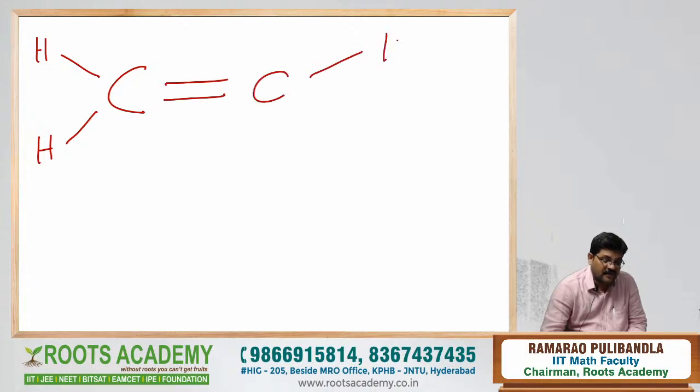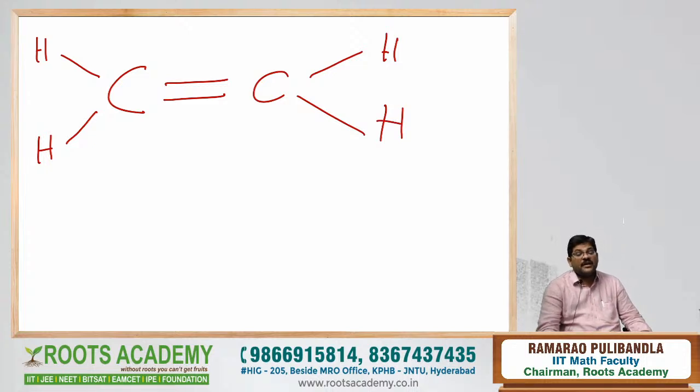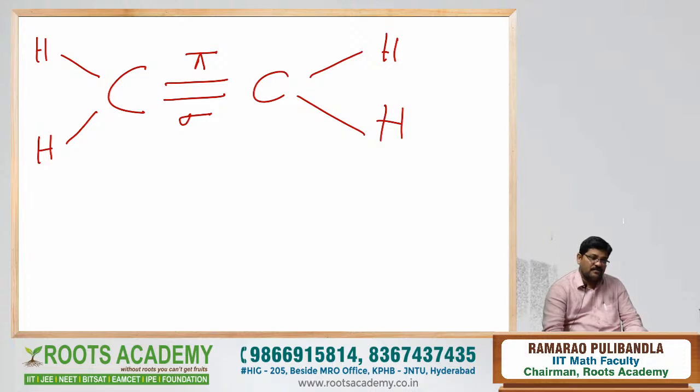In the case of this ethene example, see, as I said, hybrid orbitals head-on overlapping always form sigma bonds. But a pi bond is not counted in hybridization. Pi bond, you are very well aware, brothers. Double bond means one is a sigma bond and one is a pi bond. In hybridization, the pi bond is not counted. Only sigma bonds are counted.